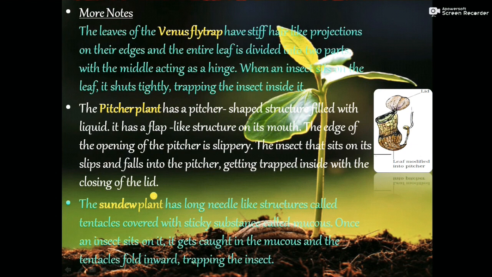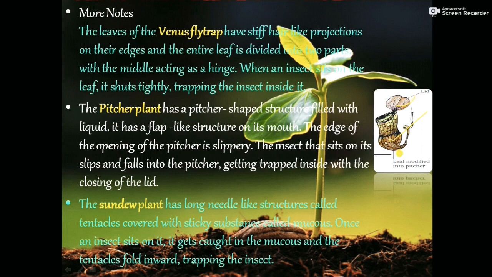Now, the pitcher plant. They modify their leaf into a pitcher shape. The pitcher is full of liquid. The mouth is slippery. Whenever an insect sits on the mouth portion, it can slip and fall into the pitcher. It is trapped inside with the closing of the lid. In this picture, you can see the pitcher and lid portion.